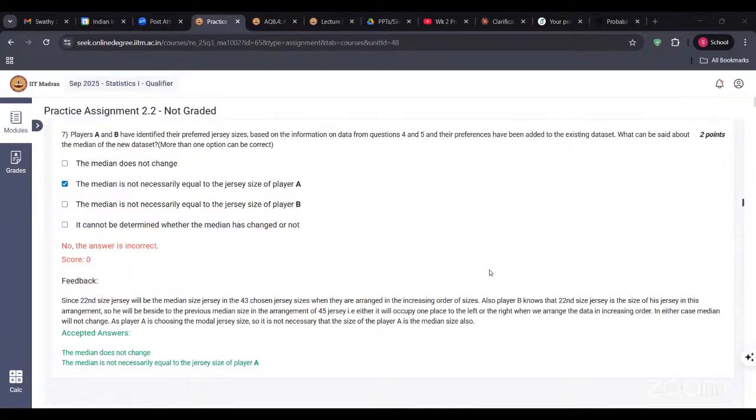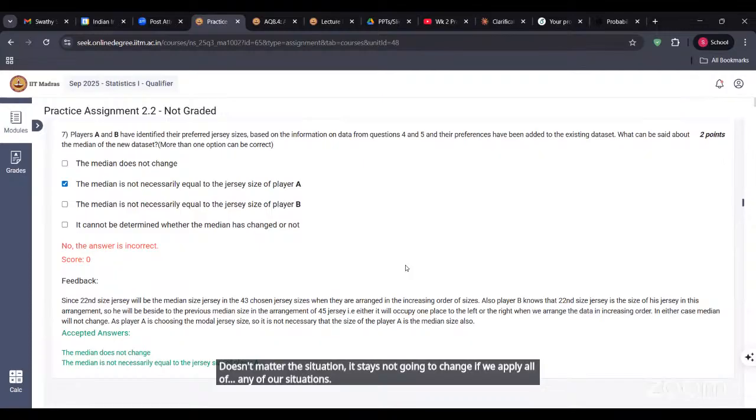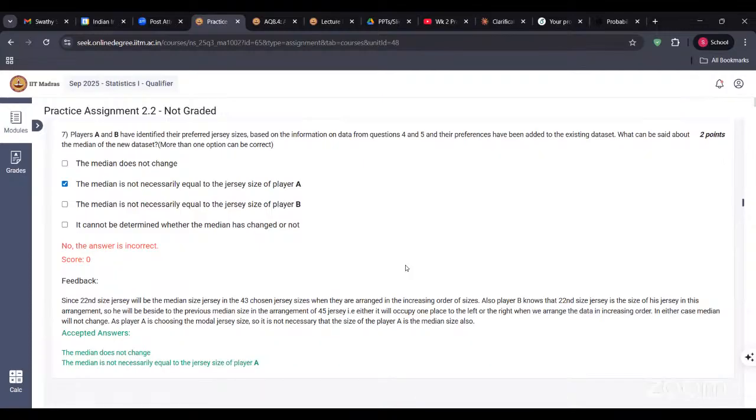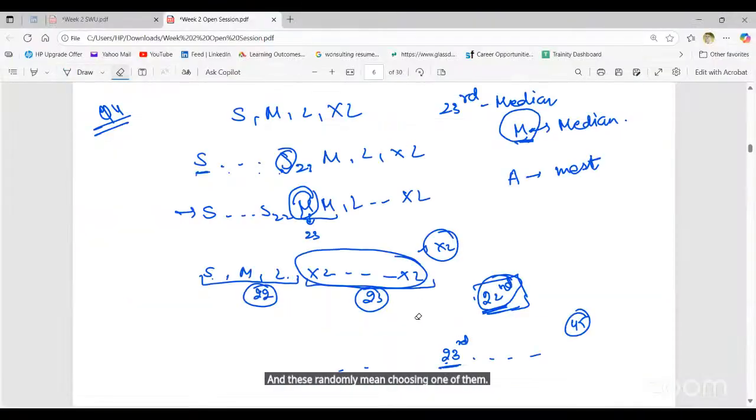Doesn't matter the situation. It is not going to change if we apply any of our situations. Just choosing the jersey doesn't change the number. The number is 43. That is fixed. We are given 43 jerseys, and B is randomly choosing one of them. Okay, 43 is fixed.